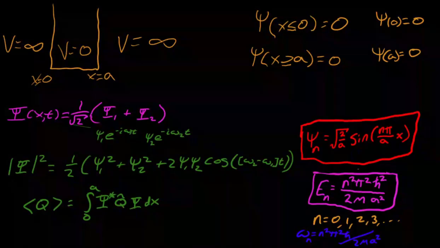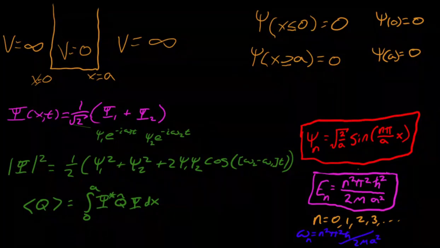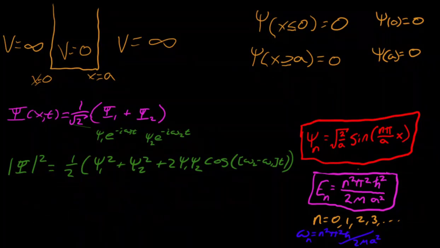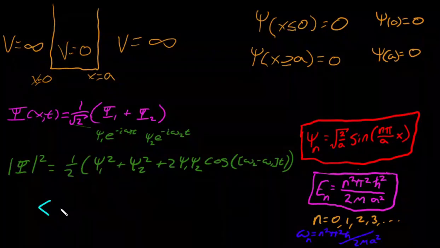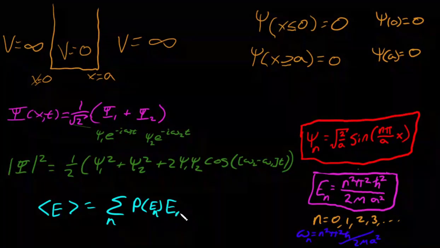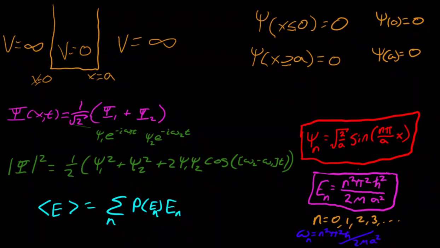We can also do this with energy, but there's actually a little bit of an easier way that we can do this with energy, and hopefully you can show why this is equivalent to the integral way. But I just want to make sure you remember the expectation value of energy would be the sum over all values of n of the probability of that energy times the energy, so the probability of E sub n times E sub n. That's how we calculate averages.